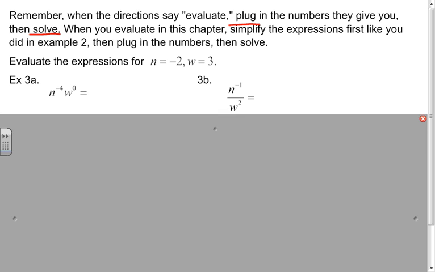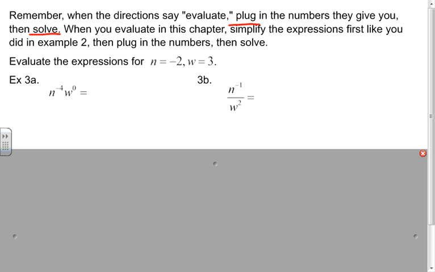So, for example, there's a couple here. It says evaluate the expressions for n equals -2 and w equals 3. So we're going to do everything we can first to our expressions and plug in our numbers last. Right? So, n to the -4th, w to the 0. N to the -4th, it's a negative exponent, which means it has to switch places. So it moves from the top to the bottom and becomes positive.